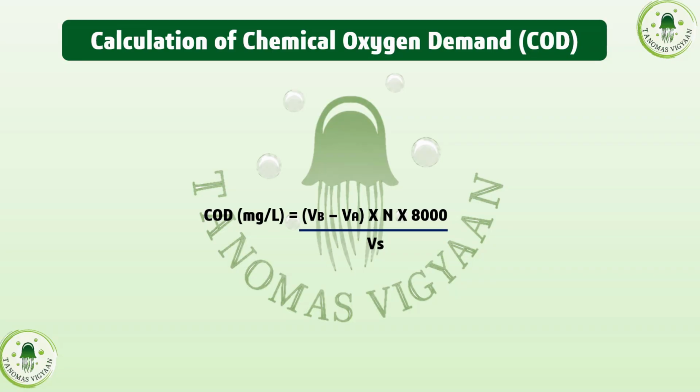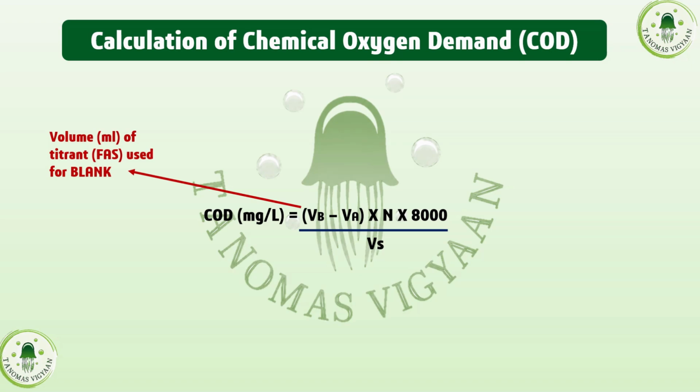So the formula of this COD is (VB minus VA) into N into 8000 divided by Vs. N is the concentration. So let us see what each of these denotes. VB is the volume of the titrant, that is FAS. The FAS is used as titrant in the COD experiment. It is mentioned in the experimental video.